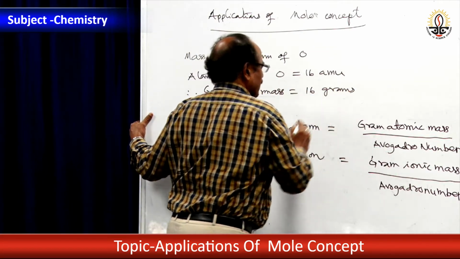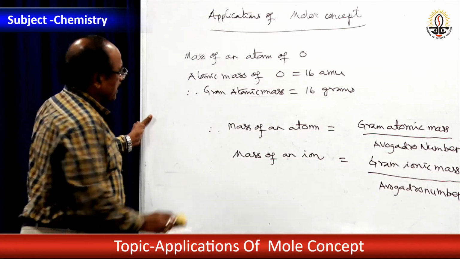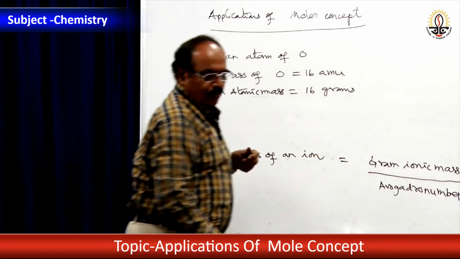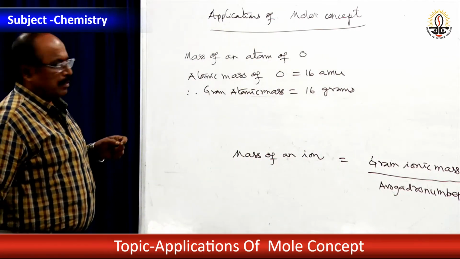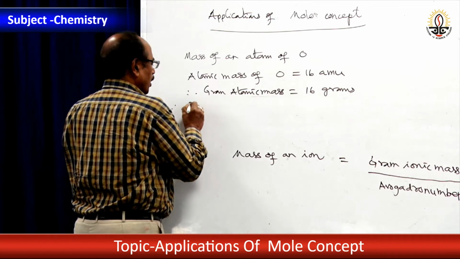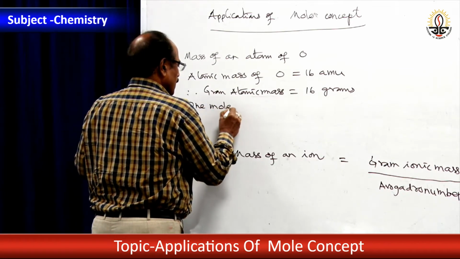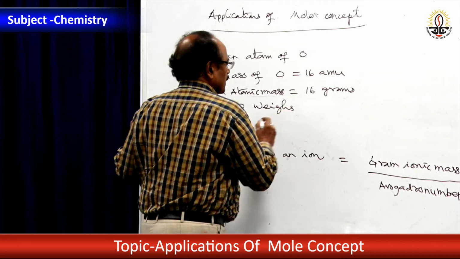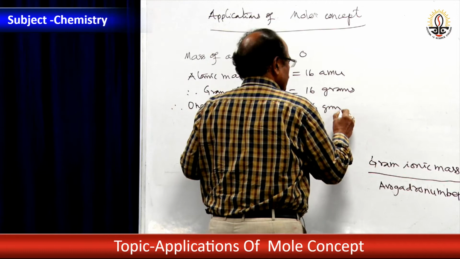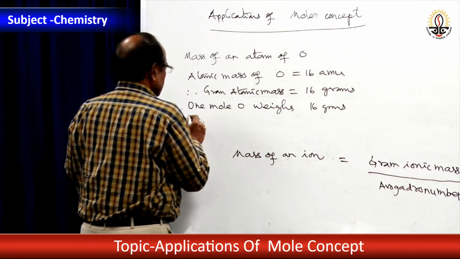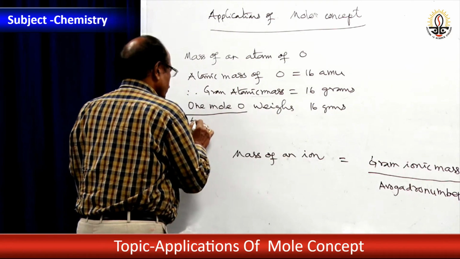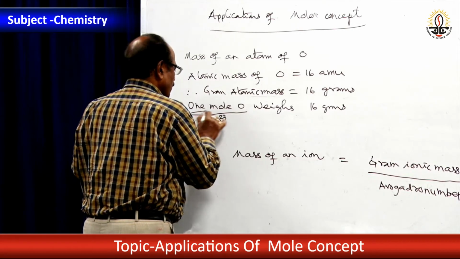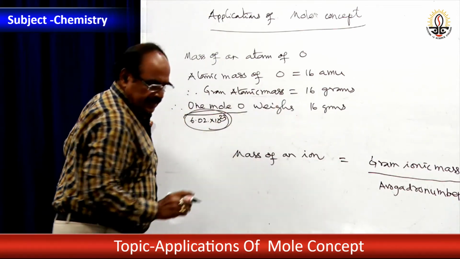Why? Atomic mass expressed in grams is called gram atomic mass, and gram atomic mass is a mole, and 1 mole contains 1 Avogadro number of atoms. Therefore, 1 mole of oxygen weighs 16 grams. 1 mole of oxygen means what? 6.02 into 10 to power 23 number of atoms weigh 16 grams.